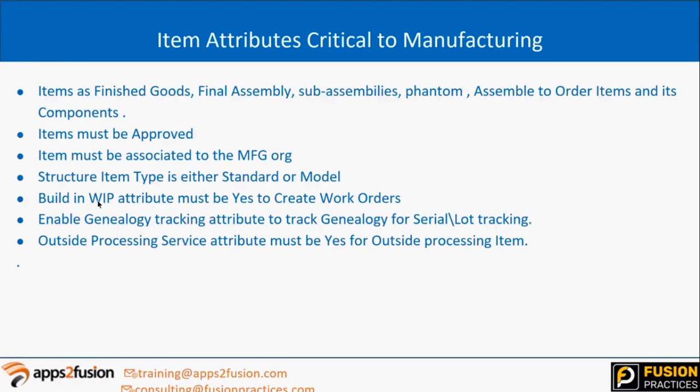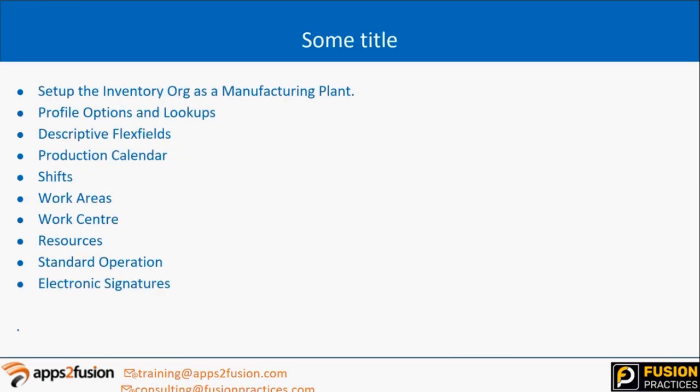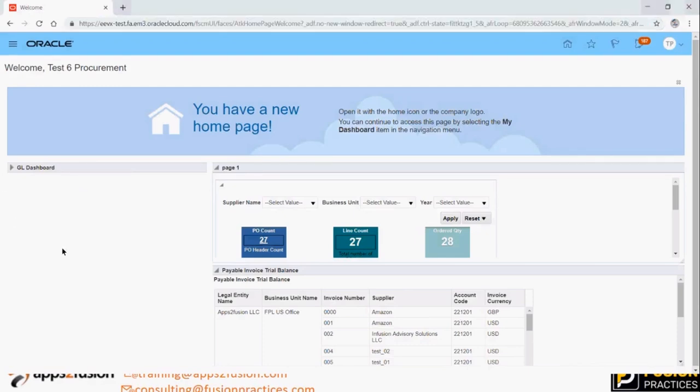We have the structure item type, which is either a standard for a standard assembly or a standard item, and then model types. This is what we were speaking about, standard item manufacturing and configure item flow. Then from an item standpoint, the build-in WIP flag should be checked. There is also, and this is again an optional choice, the product genealogy tracking, wherein you can track the genealogy for serial and lot items, and then the outside processing attributes. So these are just the attributes on an item which are critical to manufacturing. Now I will first take you over the UI and we will first speak for some time about how the Fusion UIs are designed and how the layout is.